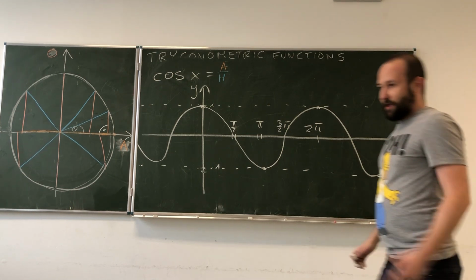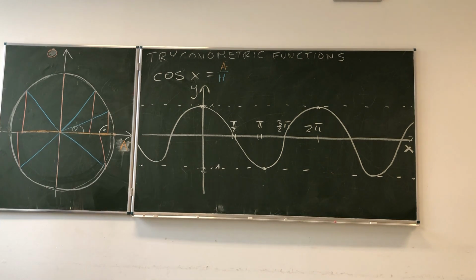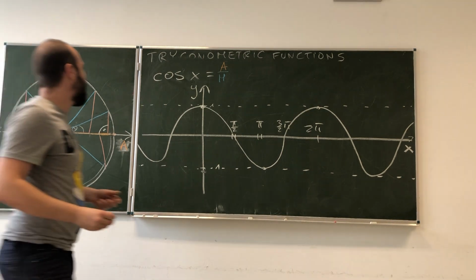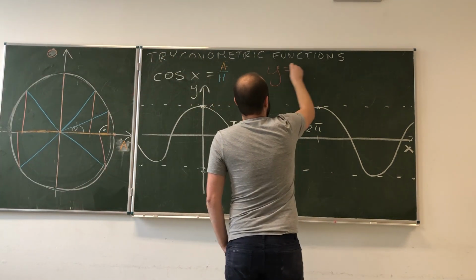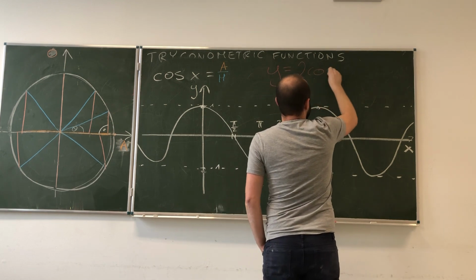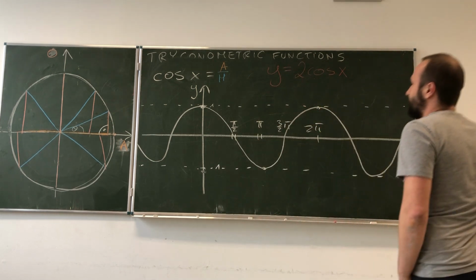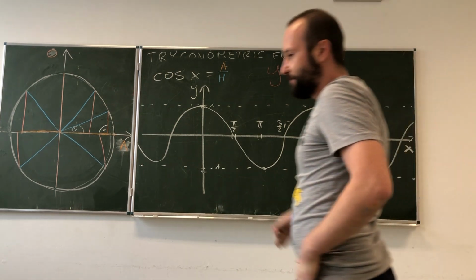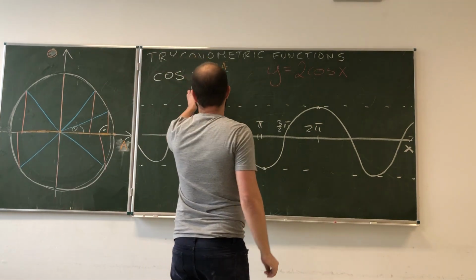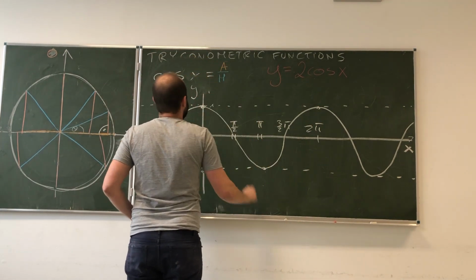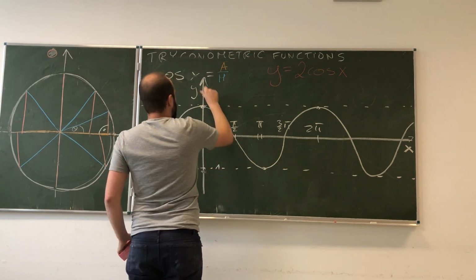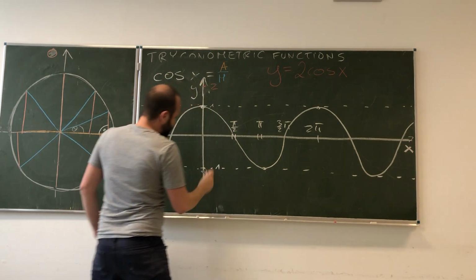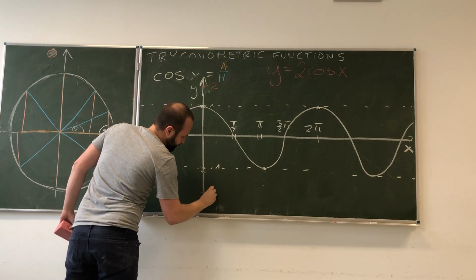Okay, now, how can we make some other transformations? Let's just say that now we've got a function y equals 2 cosine x. Look, basically what we do over here is we multiply each value by 2. So let's just say that I'm going to denote 2 over here and negative 2 over here.